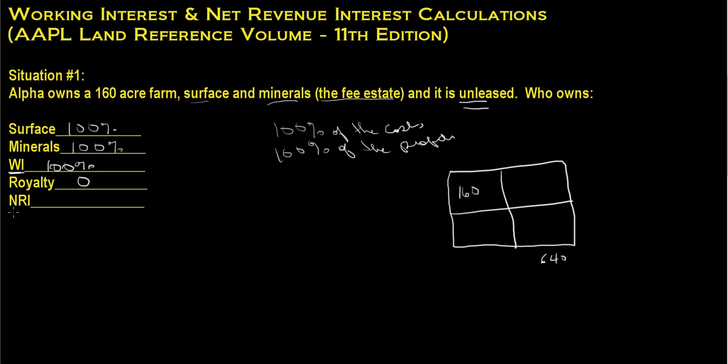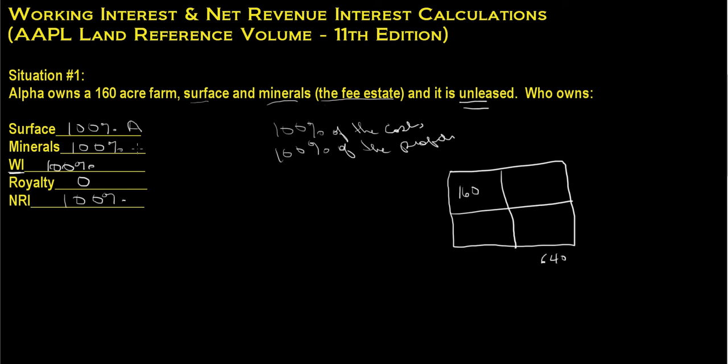And then finally the question is, what is the net revenue interest? So what share of the profits does this fee interest owner obtain by virtue of owning this interest in fee estate, or fee simple, we sometimes call it. His net revenue interest is the same as his working interest because he doesn't have to deduct anything for royalty payments. So if it is unleased, his surface ownership is going to be 100% Alpha.